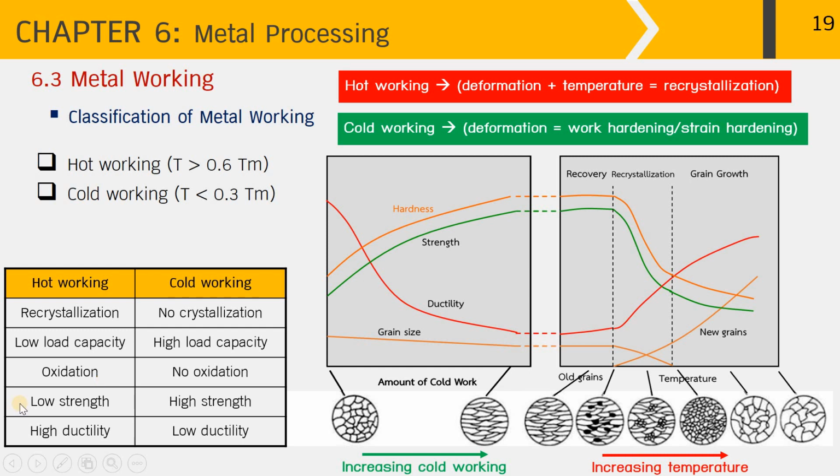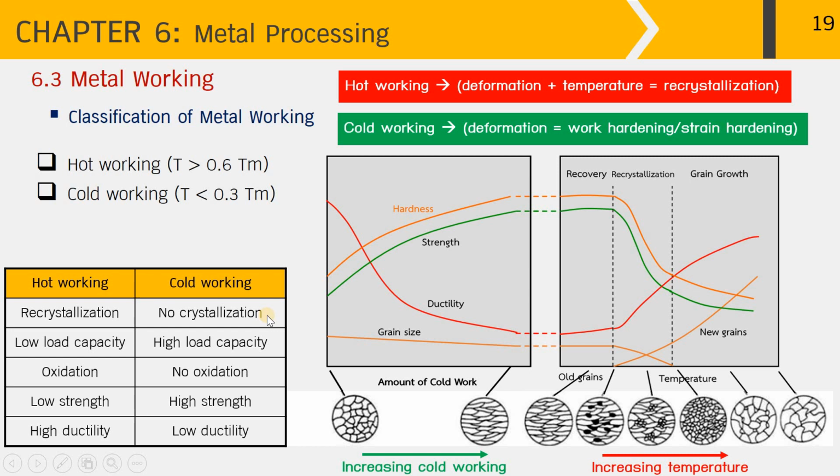The metal product obtained after hot working operation will possess low strength and high ductility as a result of recrystallization. So the hot working operation is suitable for primary processing that breaks down the big lump of ingot into smaller sizes that are ready for secondary processing, for example, the cold working operation. Then the summary for cold working.